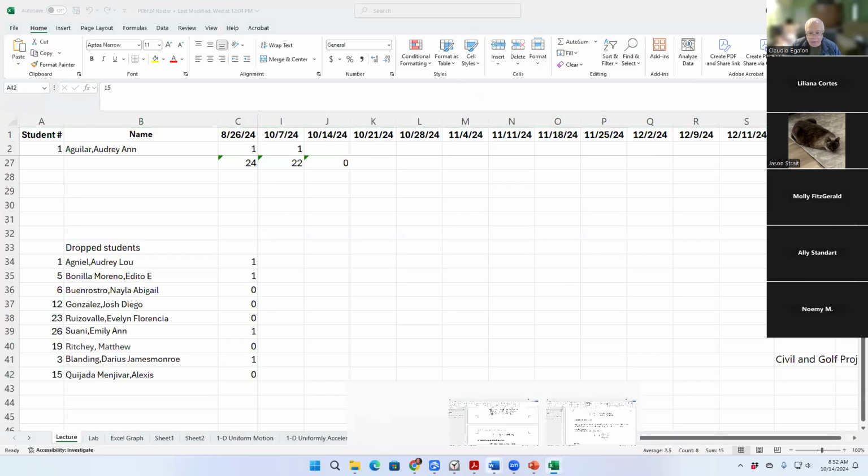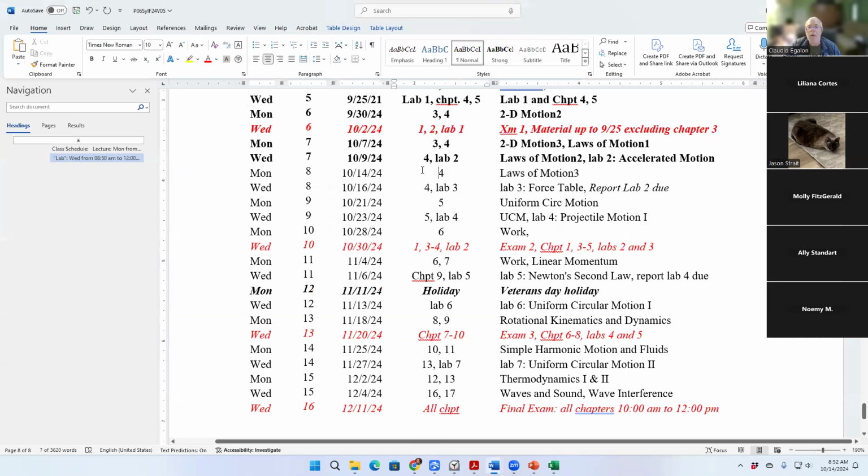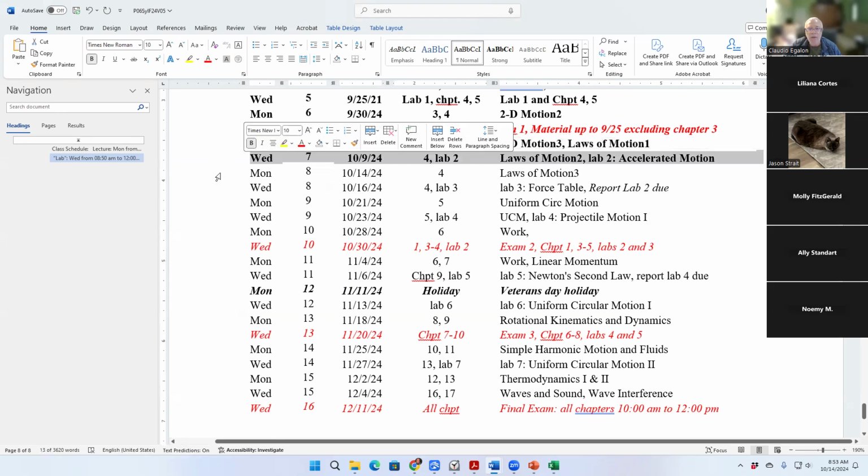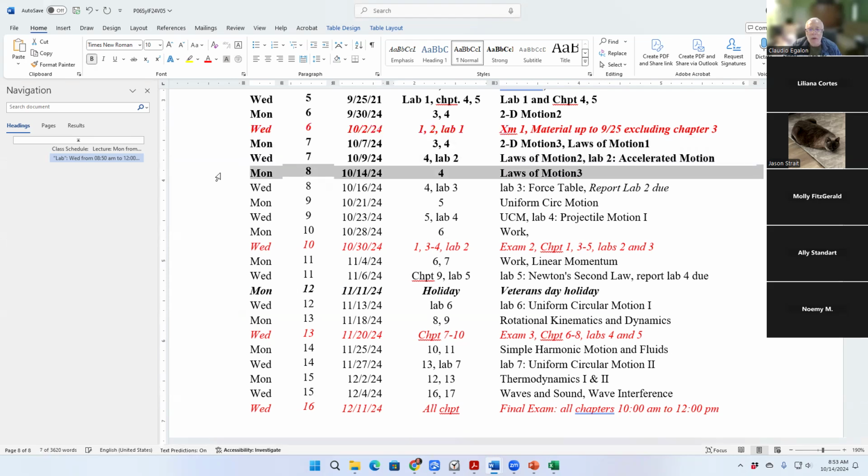Let's take a look at the syllabus, where we are at this point. We go. Okay, we started laws of motion Monday a week ago. We cover a little bit of laws of motion again. And what we did last time, we finished the first law of motion. And now we are going to start with the second law of motion.